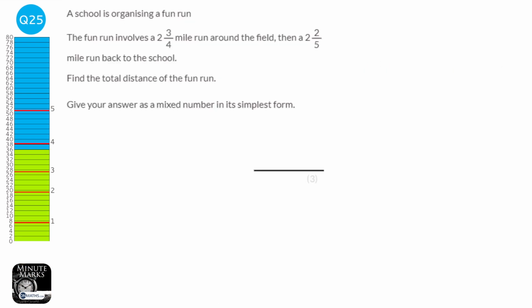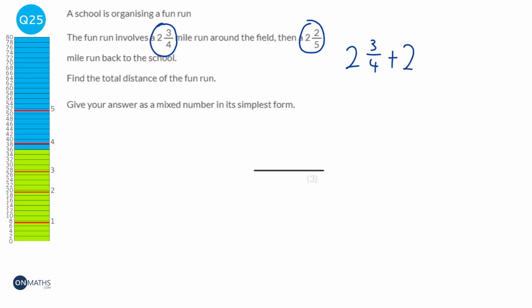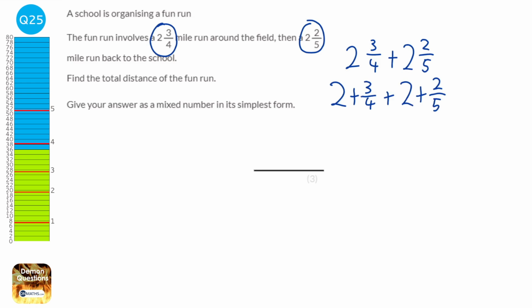So in this question, we basically need to add the 2 3/4 and the 2 2/5. So we're going to do 2 3/4 plus 2 2/5. Now, if I just rewrite this, 2 3/4 can be written as 2 plus 3/4 plus 2 plus 2/5. So we can add the two 2's together to make 4, and then all we need to do is add the 3/4 and the 2/5.